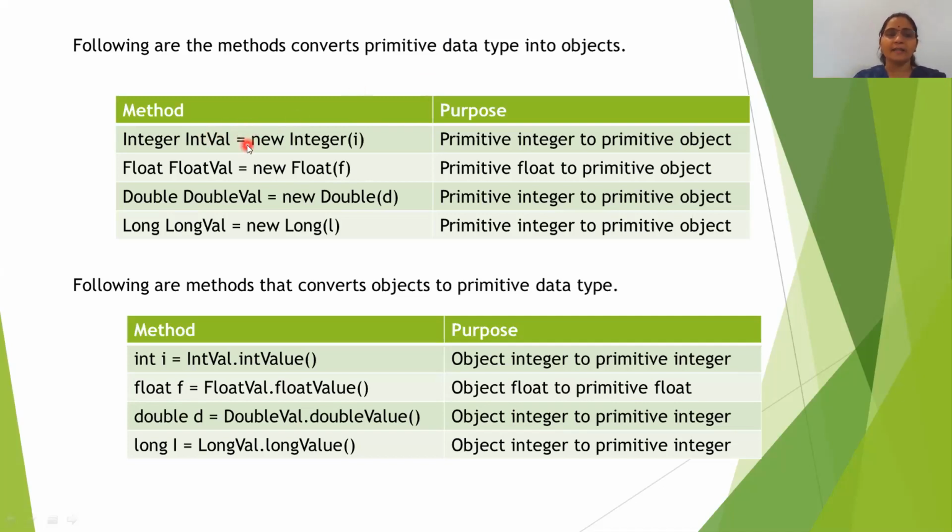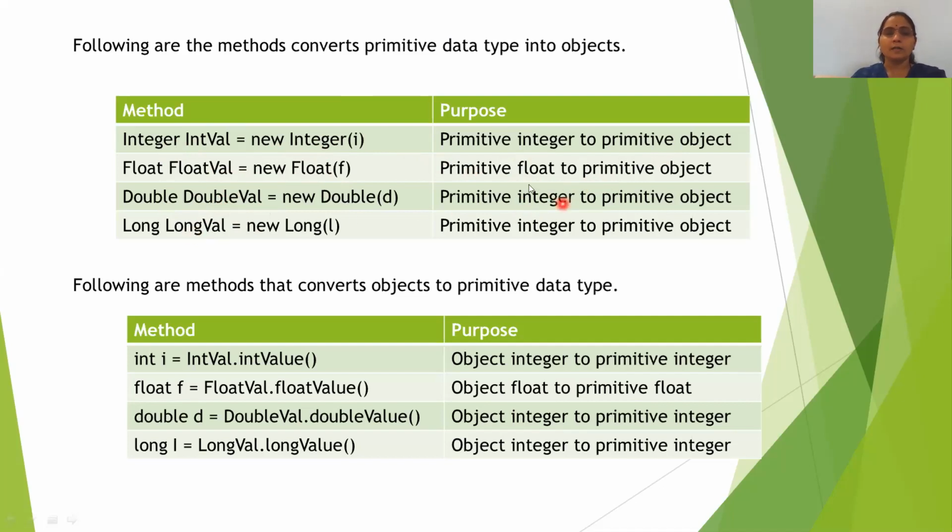The first method is int val, then float val, double val, long val, and the corresponding data types are Integer, Float, Double, and Long, is equal to new Integer. See here, this Integer is the wrapper class. Integer is the wrapper class for the int data type, and this method converts the primitive integer into the object. Similarly, float val equal to new Float. The primitive float value is converted into the object. Double val, the double value is converted into the object, and here the long value.